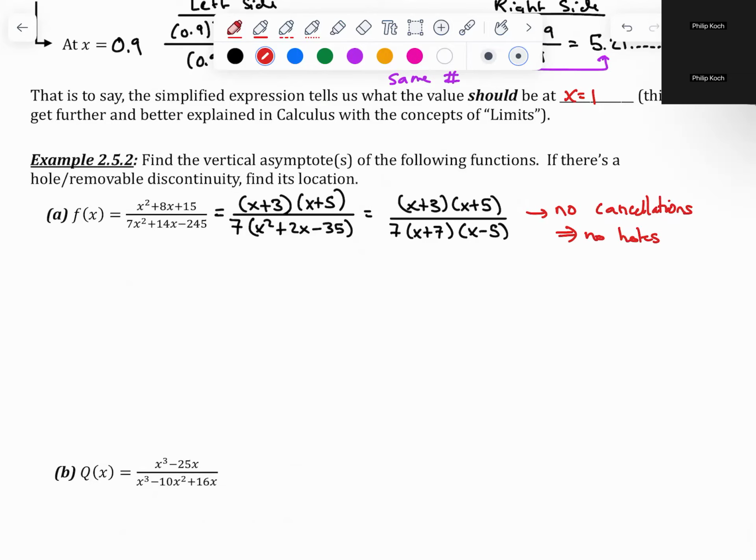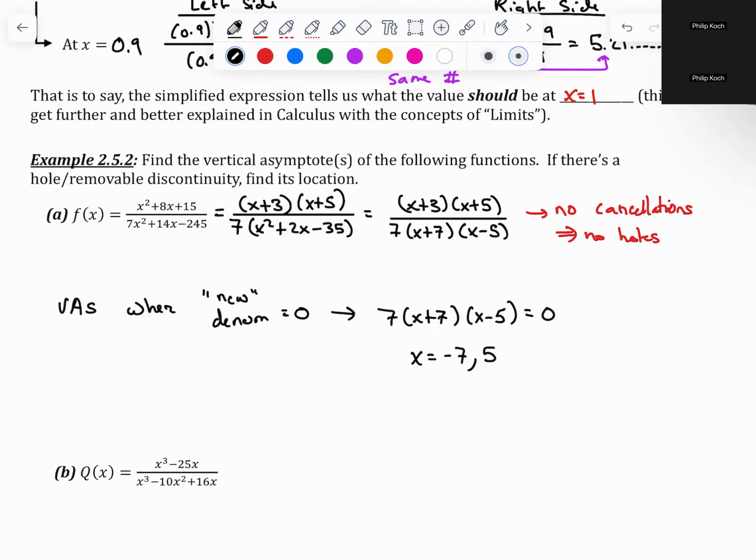So we just go on to VAs. VAs are where the "new" denominator equals zero. The reason I put new in quotation marks is because nothing canceled, so the new denominator is the old denominator. So that's setting 7 times x plus 7 times x minus 5 equal to 0, which gives us x equals -7 and +5. Those are our vertical asymptotes. They have to have an x equals, otherwise they're just a number. As soon as you say x equals that, that is talking about the equation of a vertical line.